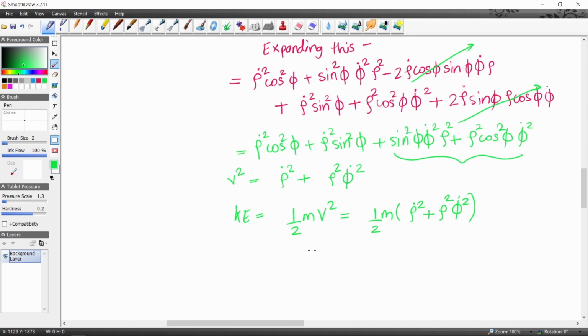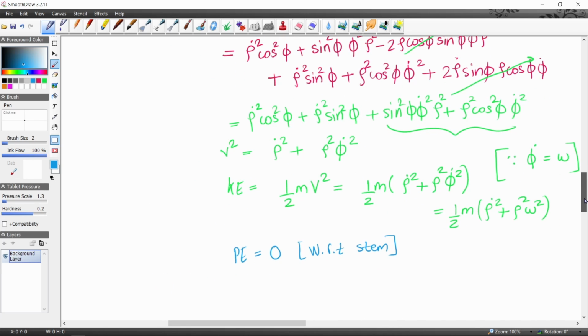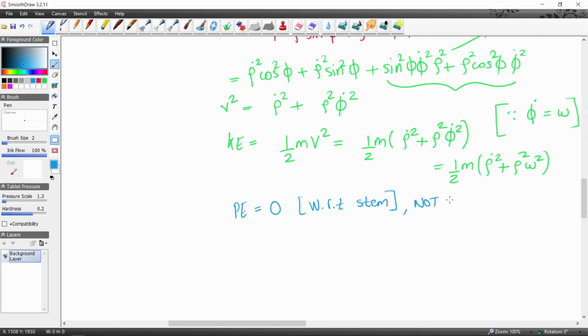Since phi dot is equal to omega, we can also write it as half m (rho dot square plus rho square omega square). Now we will proceed to the expression of potential energy. The potential energy is equal to 0 with respect to the stem. I repeat, the potential energy is equal to 0 with respect to the stem and not with respect to the ground, and so it's not mgh.